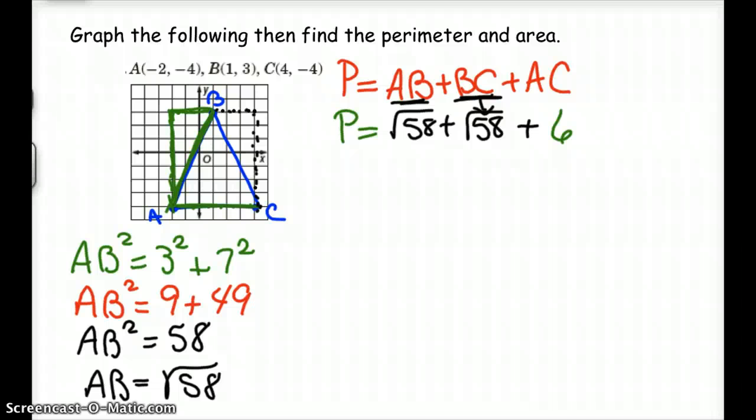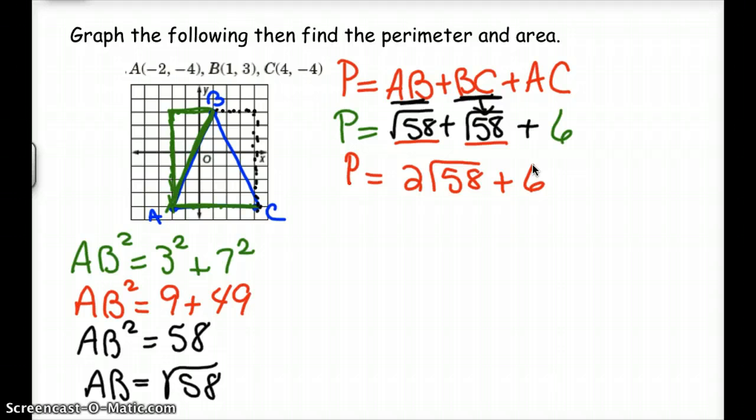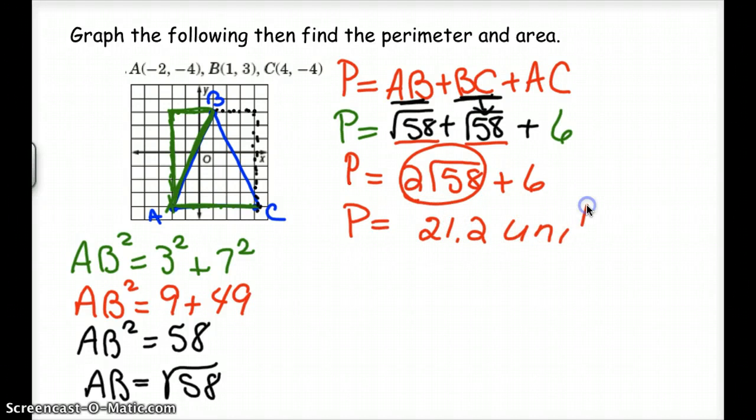At this point, you need to add them together. Now don't punch this in your calculator, people. How many root 58s do you see there? That's 2 root 58s plus 6. So we're reviewing our algebra. Algebra is crucial as we move on. So this would be one of my answers. Now I'm going to punch in 2 times root 58, and I'm going to add 6. I'll get 21.2, and I'm going to write units.